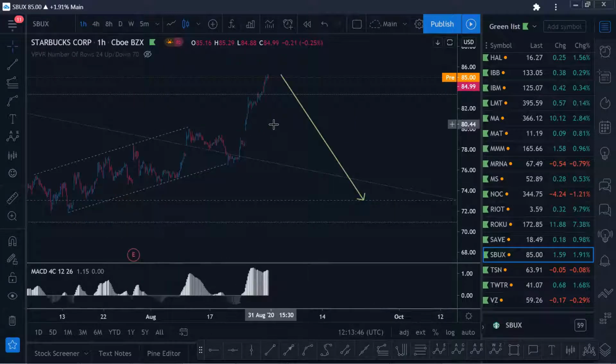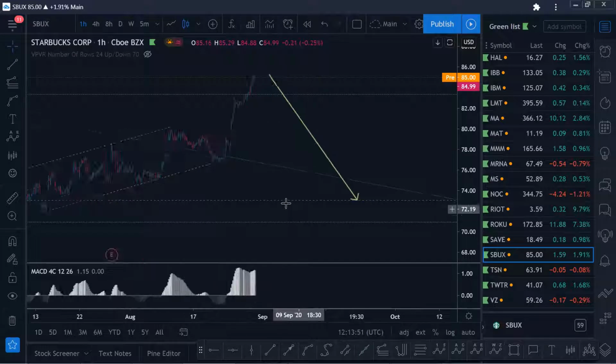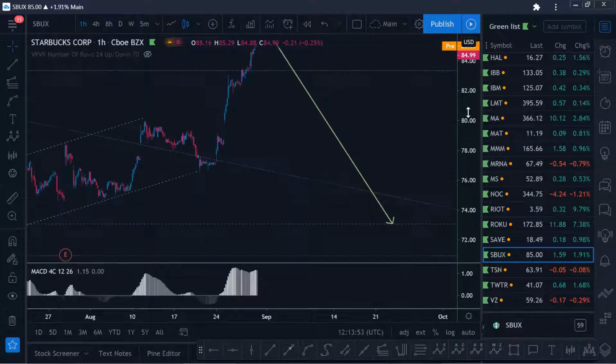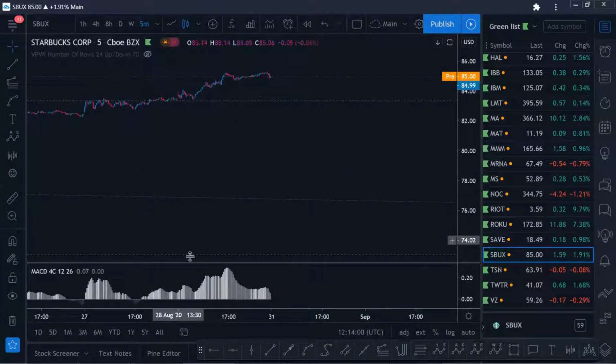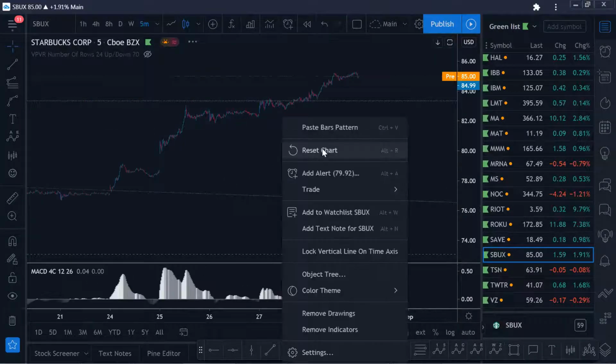So potential short as well, 85 back down to 73, pretty good, if you can find the right correction, the right entry. You're seeing a bit of MACD divergence already, or internal divergence. If we go into the 5 minutes, you'll see the MACD divergence that's occurring already.